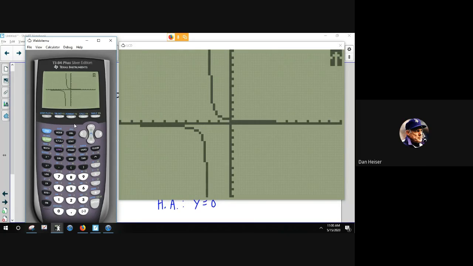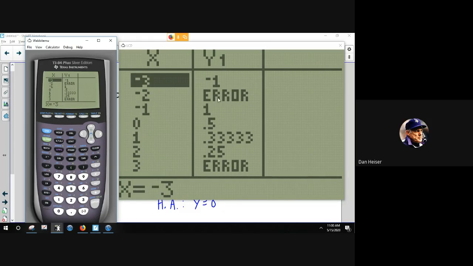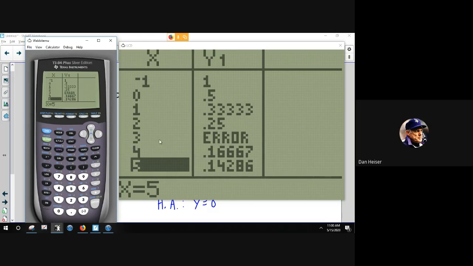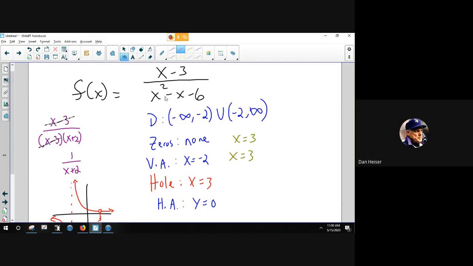Yeah, but let's go to the table and see the difference. Now we have a hole at 3. So we have an error at -2. That's expected. That's our vertical asymptote. But now we have another hole at x equals 3. Because when x equals 3, even though we can't see it, we get 0 over 0.